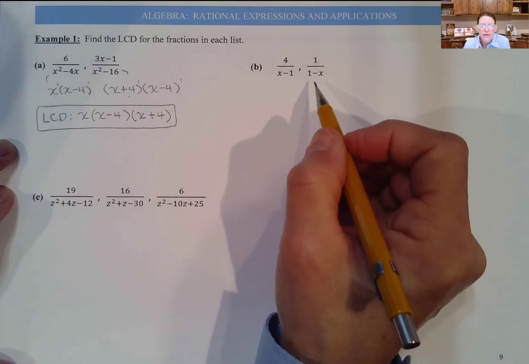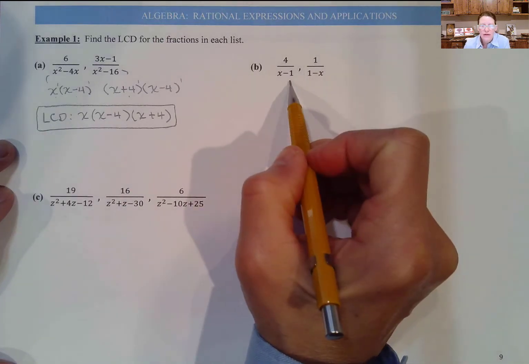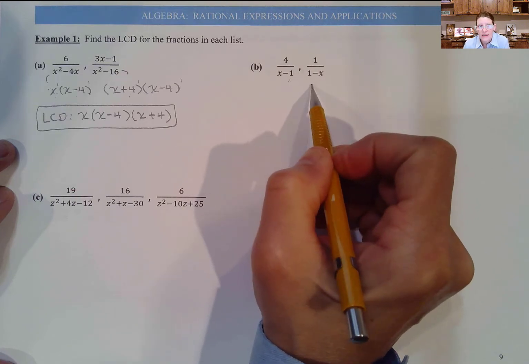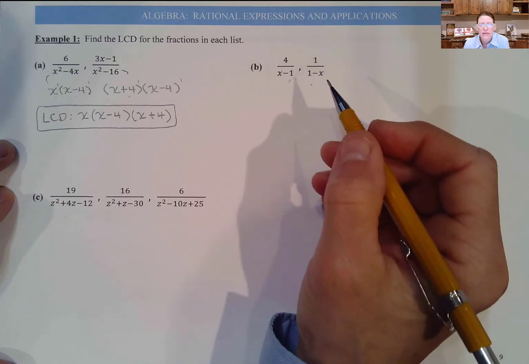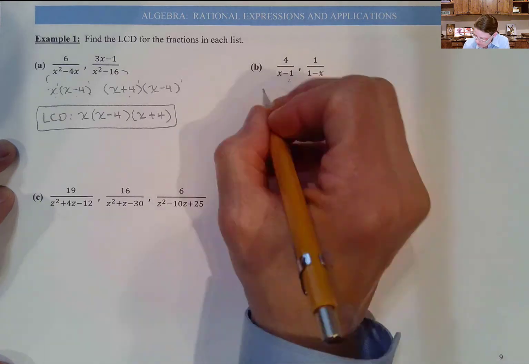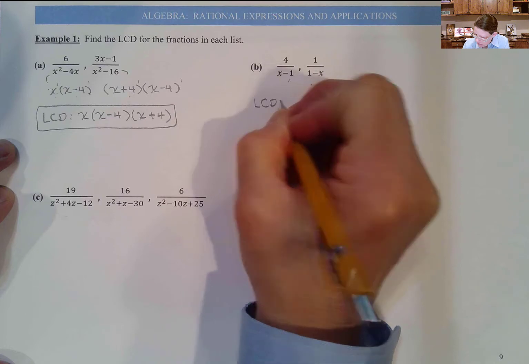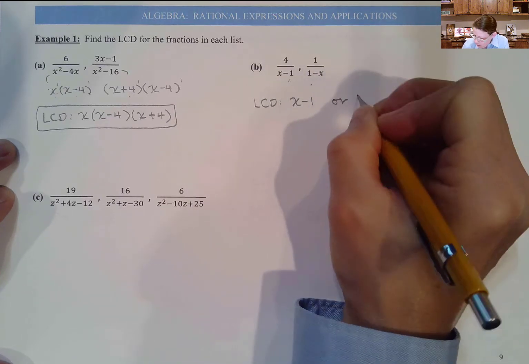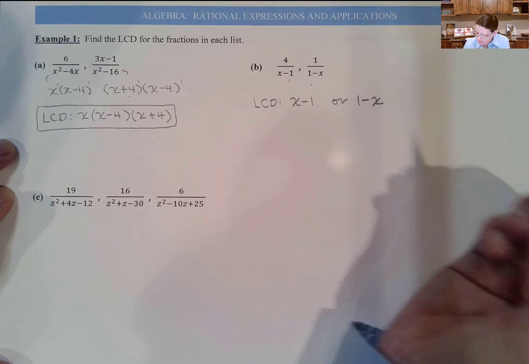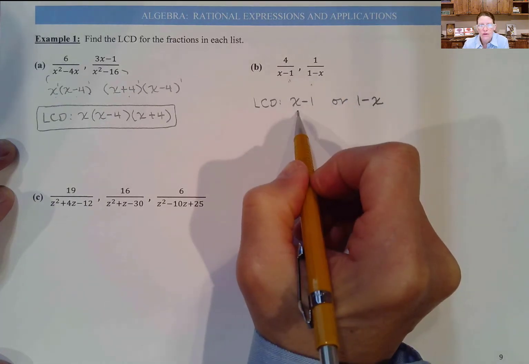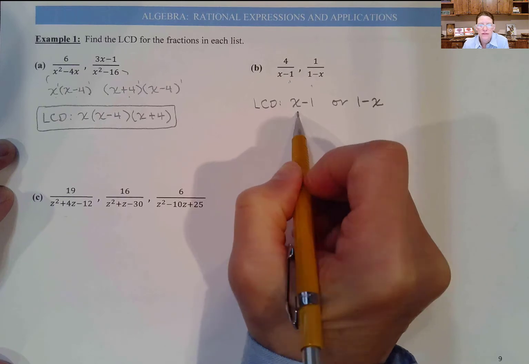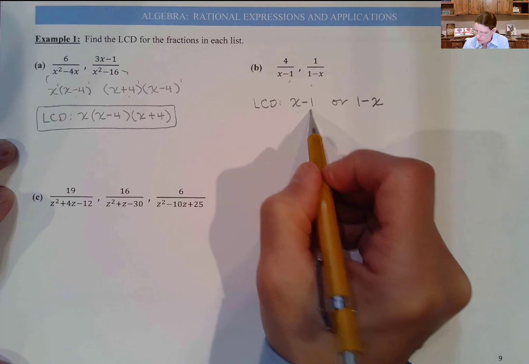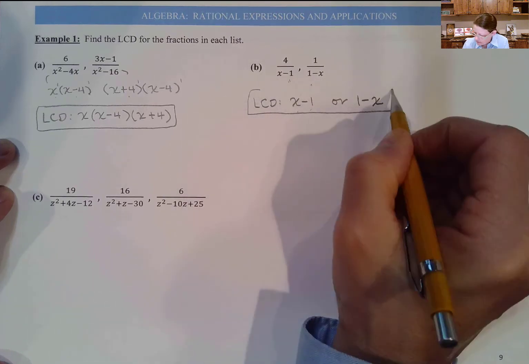Now part B is unique. Notice that those denominators are opposites, x minus 1 and 1 minus x. Now, we can choose as our LCD either of those denominators. So choose either x minus 1 or 1 minus x. Now my preference would be x minus 1 because that's written in decreasing degree order. Degree 1, then degree 0. But you could choose either of those because they're opposites.